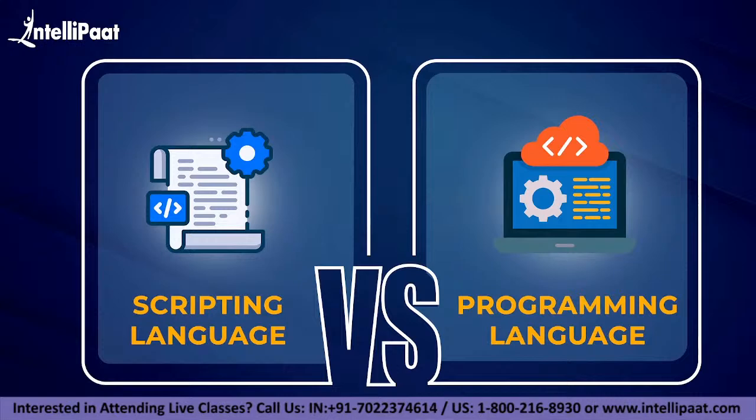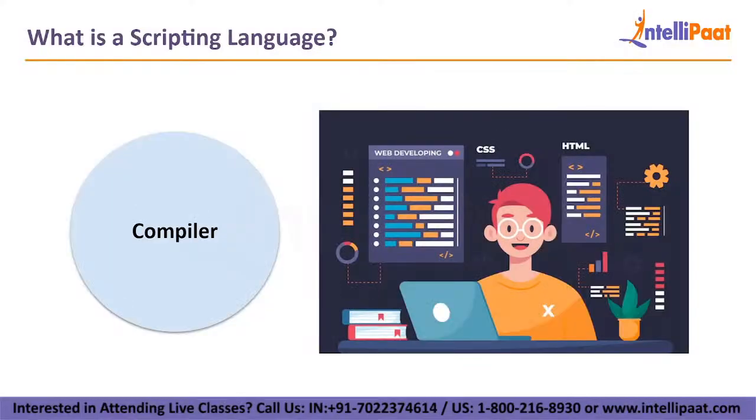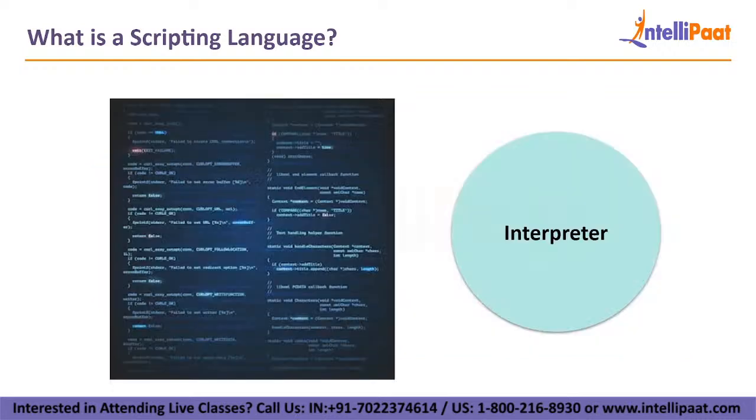In this video, I will be elaborating on scripting language versus programming language. But before jumping to the agenda, I would like to introduce some terms that are used ahead in the video. First one is compiler. A compiler is a computer program that translates source code written in some high-level language into machine-level language, and then the execution takes place. The next term is interpreter. This computer program executes the source code without any need of compilation.